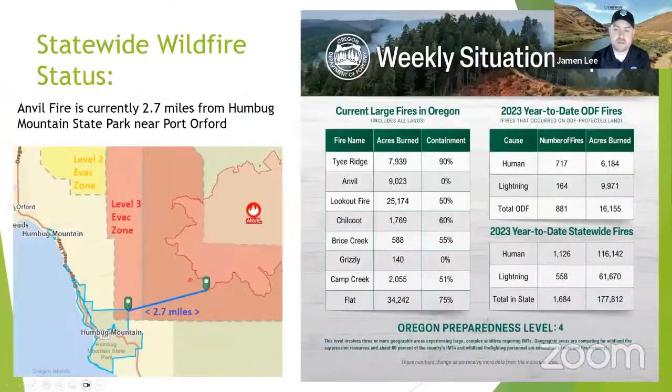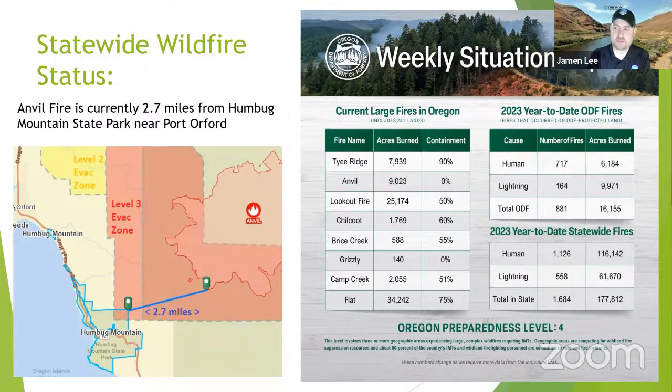All right. So hopefully this slideshow is still working. This is our latest situation update. ODF puts one of these out every week. It's pretty helpful for us to keep track of what's going on statewide and what fires are going to affect us. Much of my summer has been spent monitoring every time a new wildfire pops up, then I pull up our property boundaries and see where it's at in relation. Is this going to affect us or not?